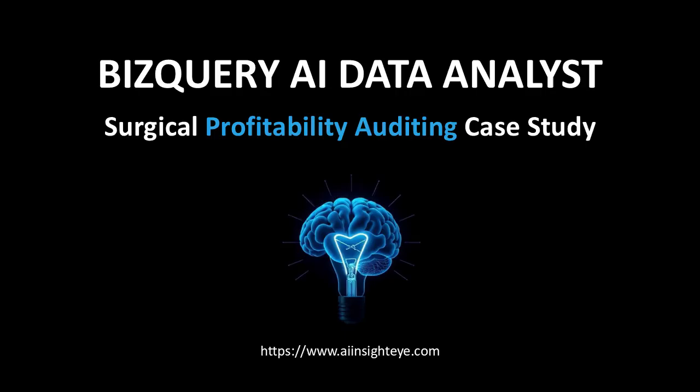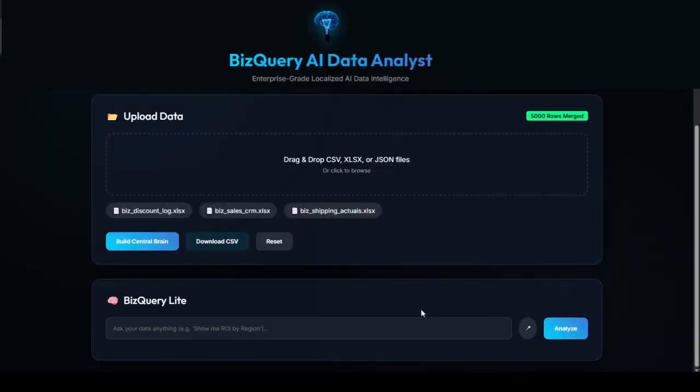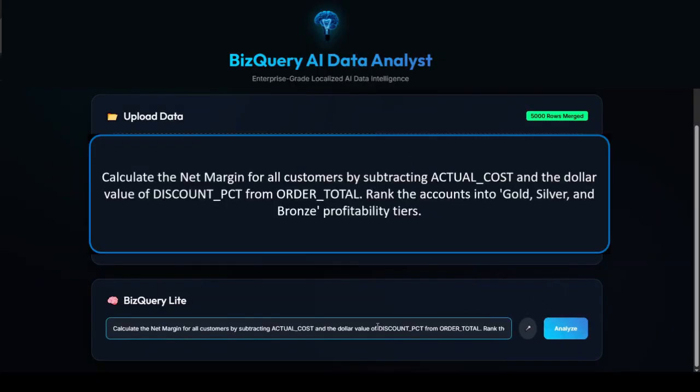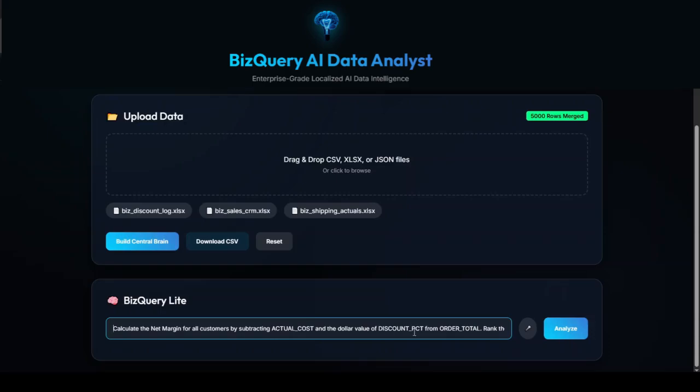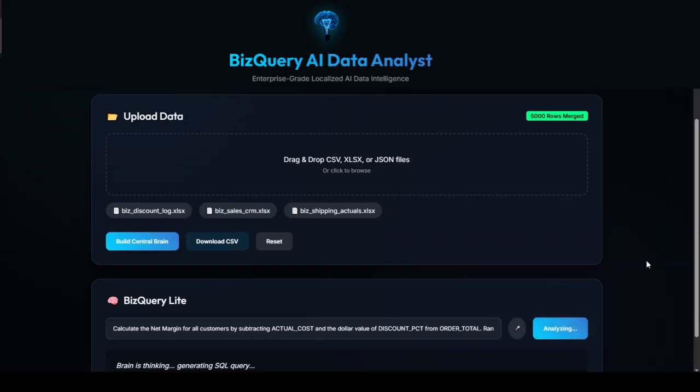This case study illustrates how to assess customer-level profitability by calculating the true net revenue after accounting for both the cost of goods sold, COGS, and the financial impact of customer-specific discounts. In a single natural language request, the AI bridges the gap between sales totals and cost accounting, providing a surgical view of who the most valuable customers truly are.